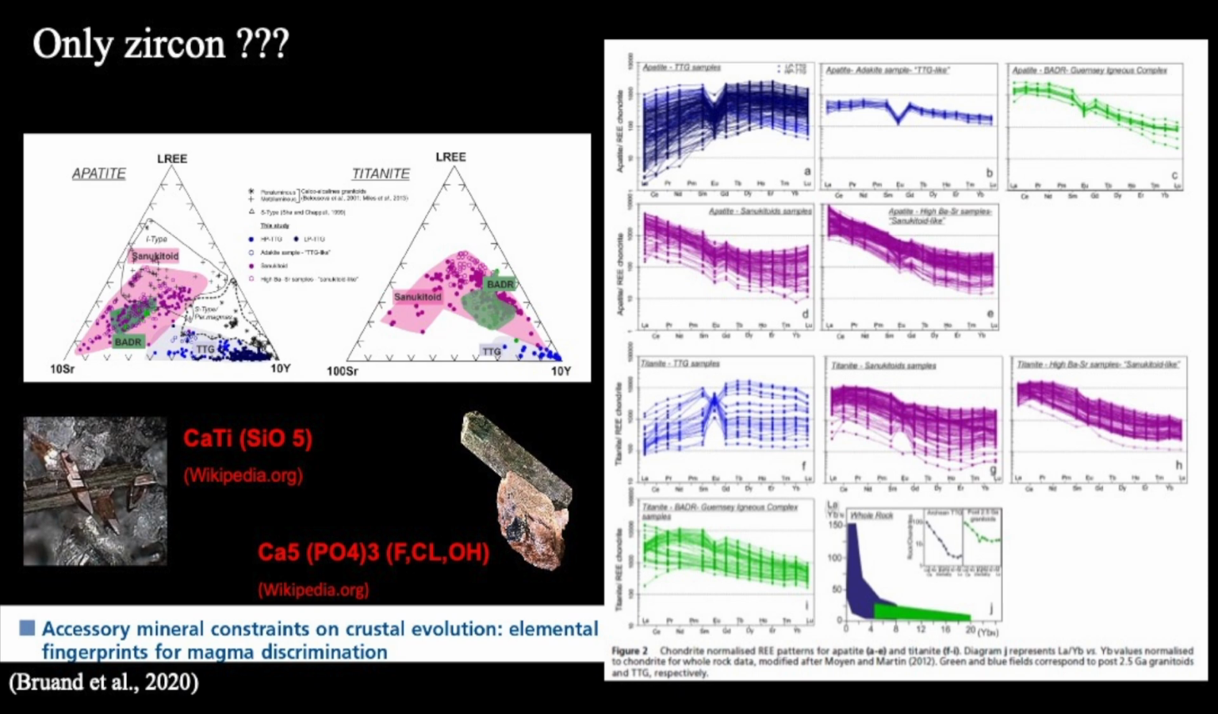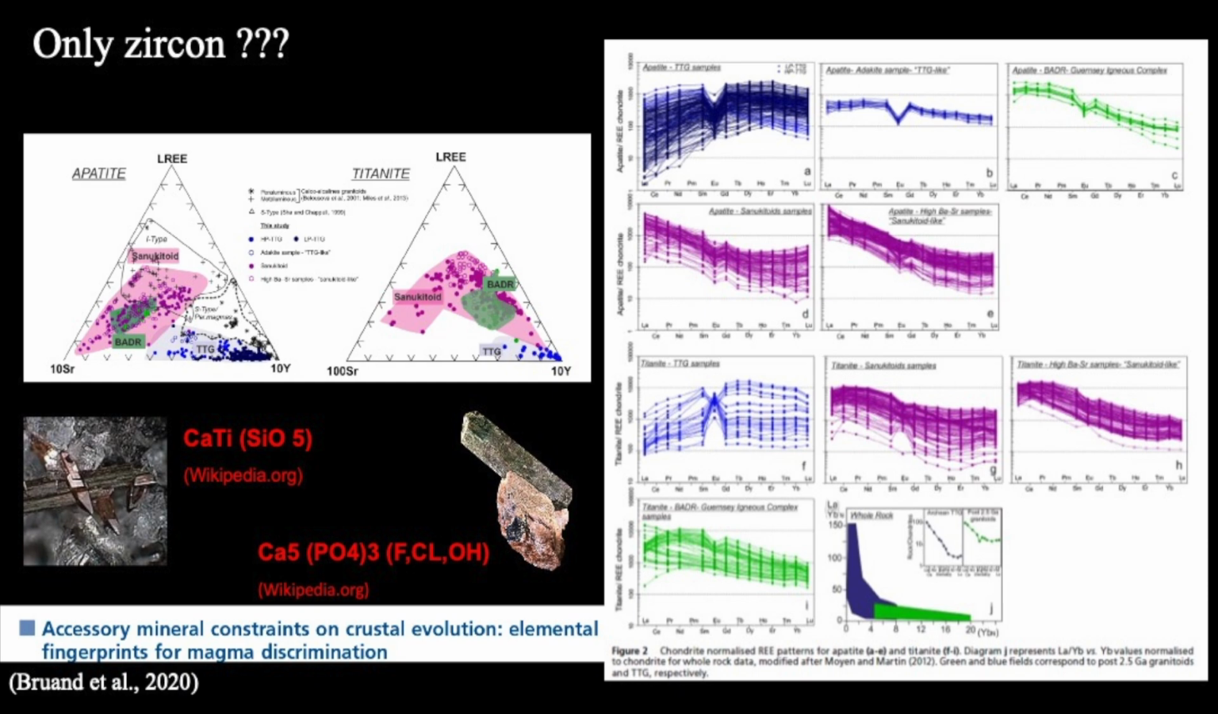If you look at the triangular diagrams, they are constructed with the use of trace elements, light rare earth elements, strontium, yttrium. For both apatite and titanite, you may recognize some fields with names well known to you, TTGs or sanukitoids. So with titanite and apatite, we may differentiate between these Archean rocks. The same can be done with normalized rare earth element diagrams. The normalization is to chondrite, but it can be to other sources, for instance, to primitive mantle. And with apatite and titanite, we also may differentiate between some rock types.